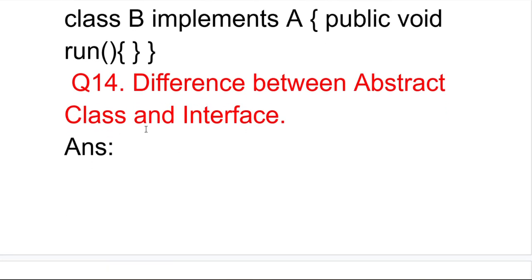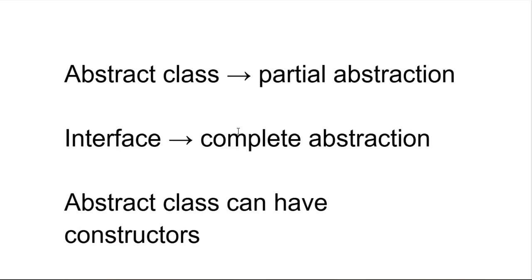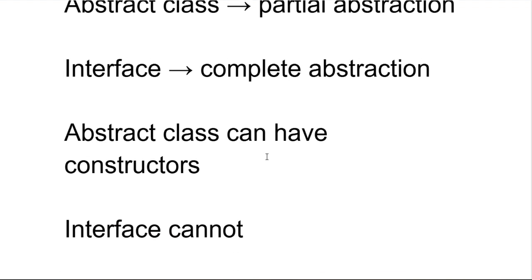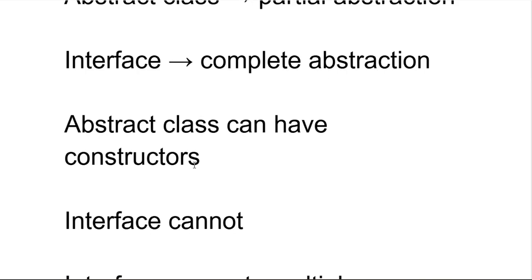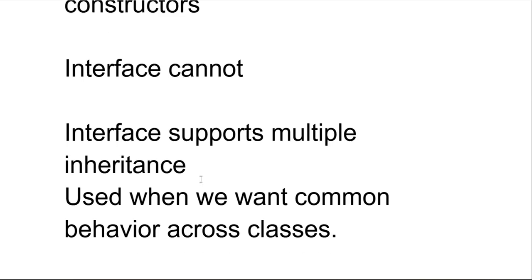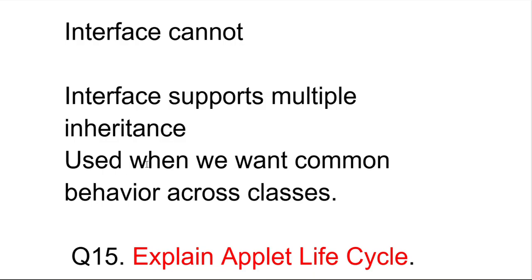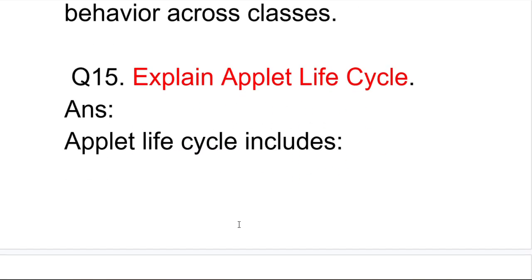Difference between abstract class and interface. Abstract class is a partial abstraction and interface is a complete abstraction. Abstract class can have constructors but interface cannot. Interface supports multiple inheritance. It is used when we want common behavior across the classes.